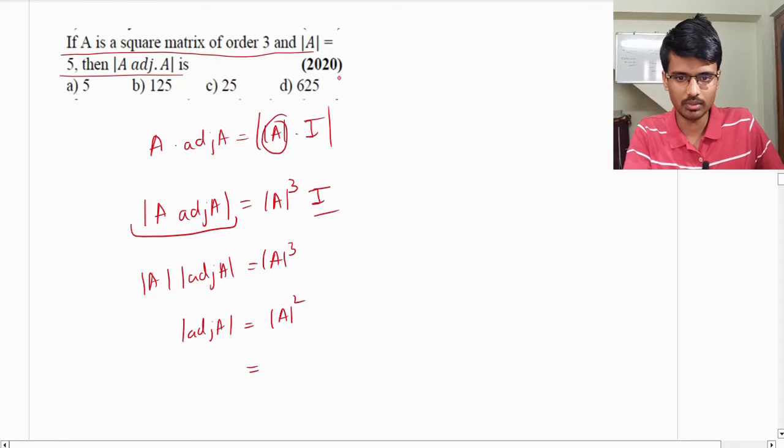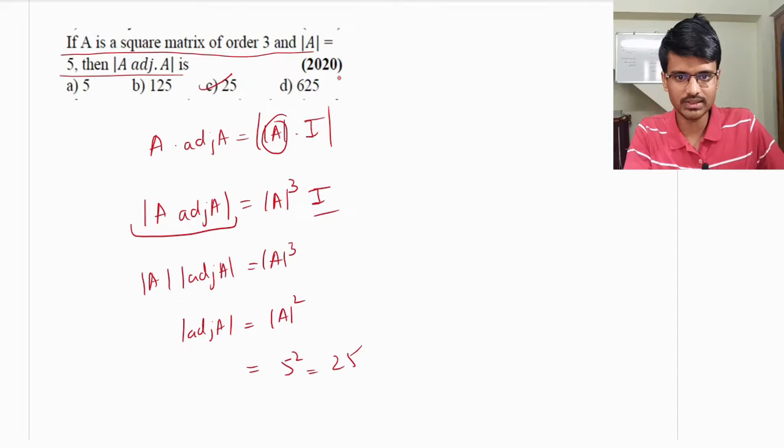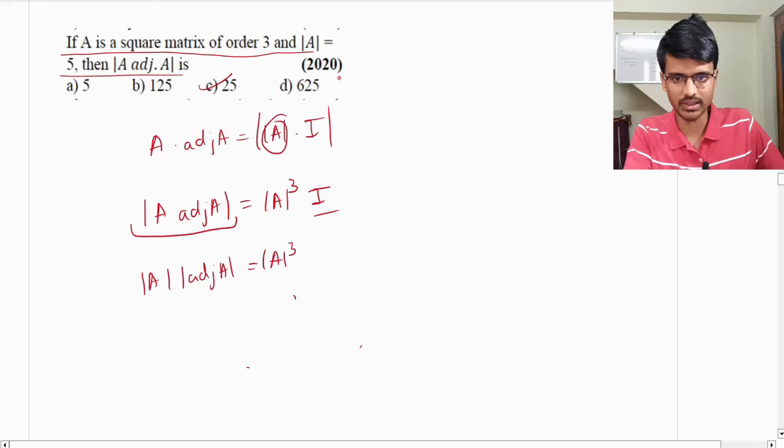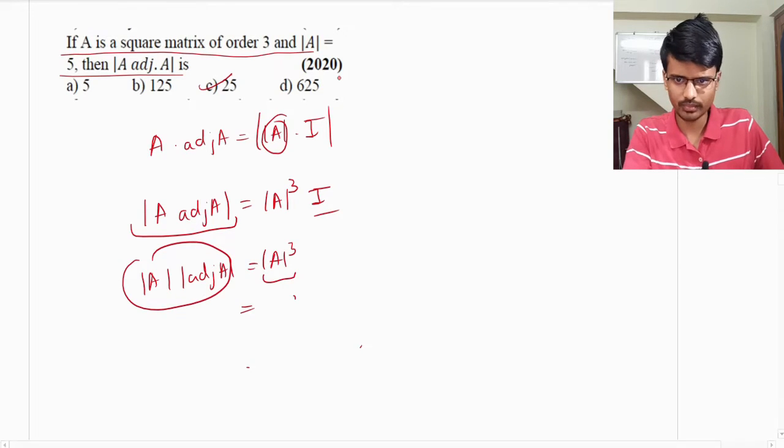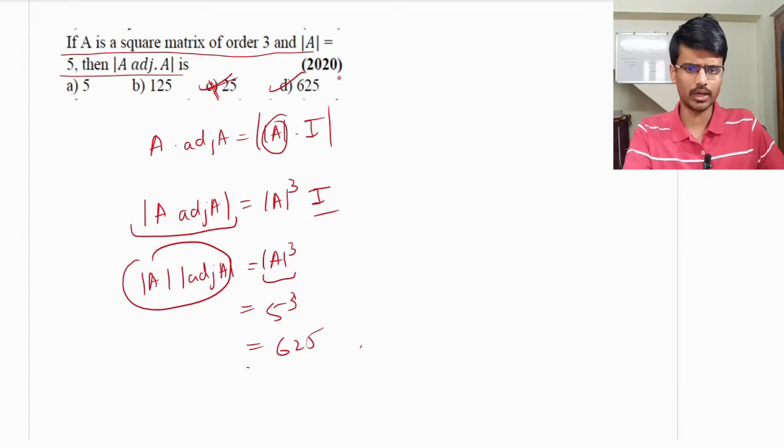What is determinant of A? They have already given us 5. So the correct answer is 25. So here the standard result that you need to know is... I have done wrong. Sorry. They are not asking us the determinant of adjoint of A. They are asking us this thing. That is nothing but determinant of A whole cube. So determinant of A is 5. 5 cubed is 125, 125 times 5 is 625. So the correct answer is option D. I'm so sorry, guys.